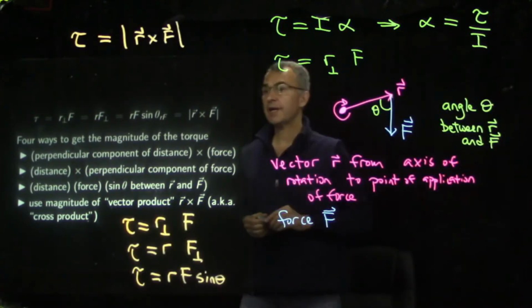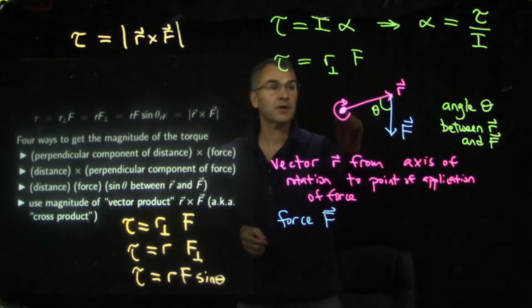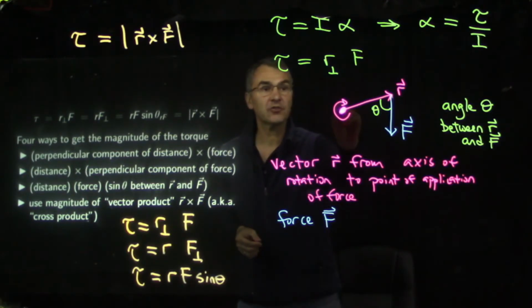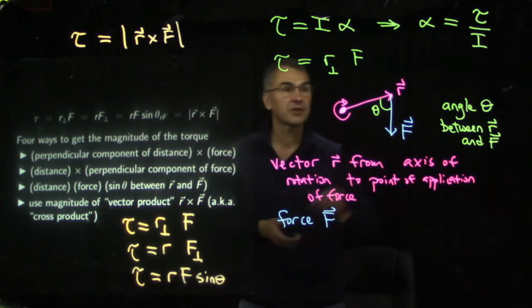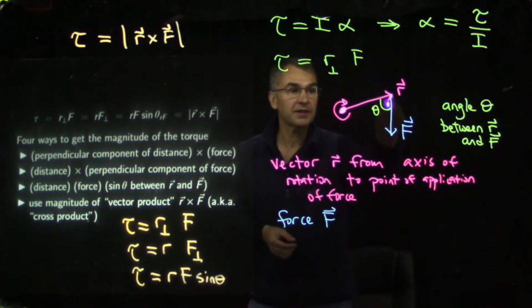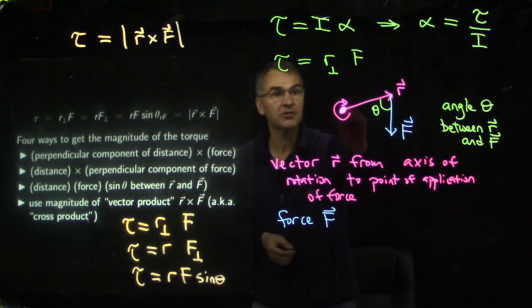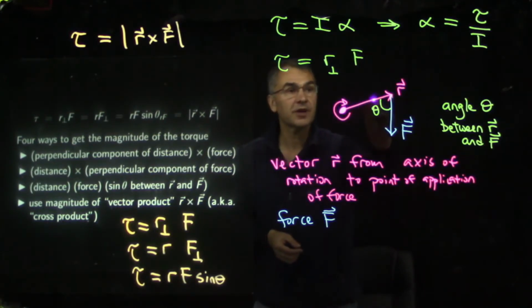So suppose we have the more general case where the vector from the axis of rotation to the point of application of the force is not perpendicular to the force. Here I've drawn the line of action of the force in blue, and up at this intersection point is the point of application of the force. And then here's my rotation axis. And I've drawn this vector r from the rotation axis to the point of application of the force.